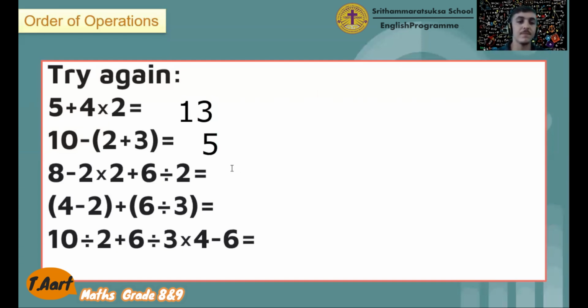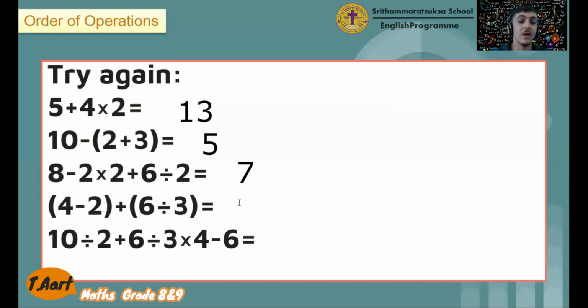Number 3, we don't have any brackets, so we skip that step. And then we start with our multiplication and division, going from left to right. So our first one here is multiplication. 2 times 2, which is 4. And then we have division here. So 6 divided by 2 is 3. So we have 8 minus 4 plus 3, which is 7.